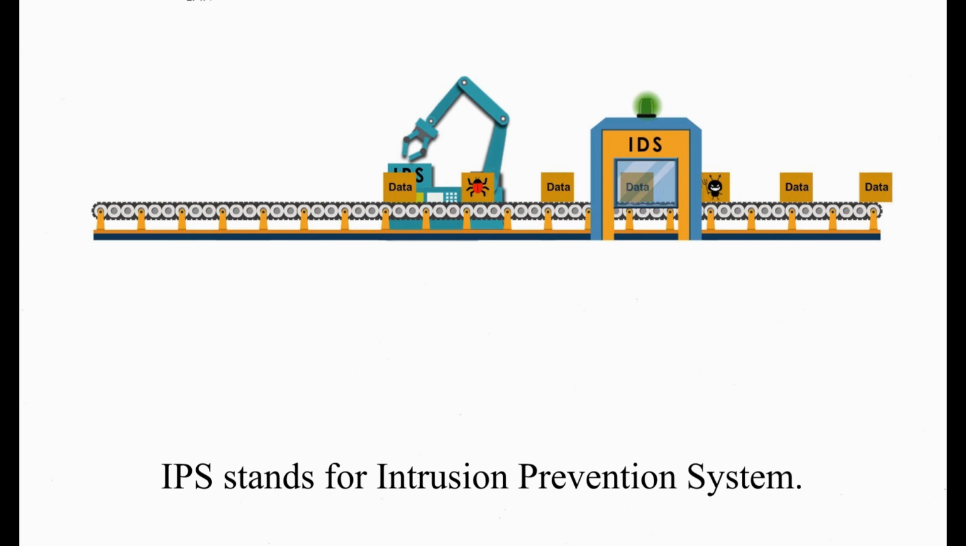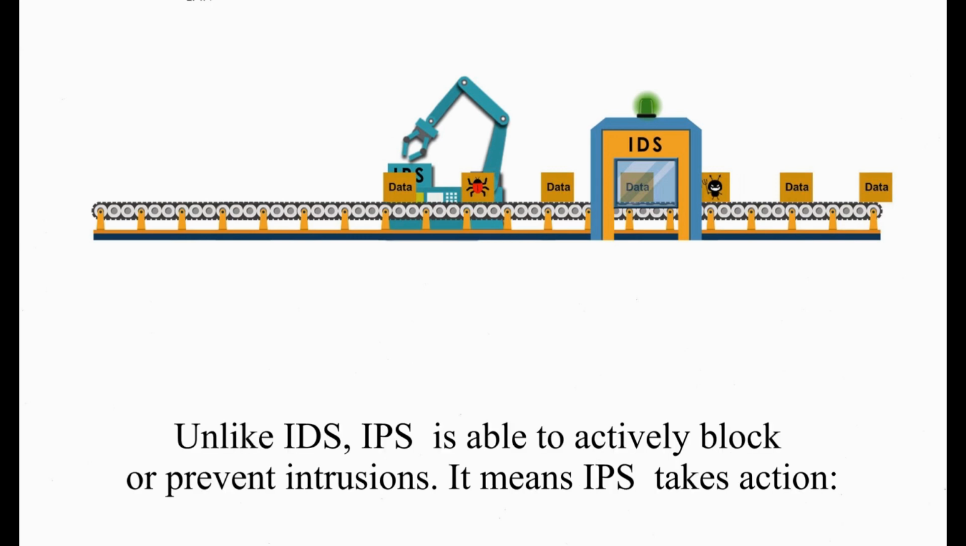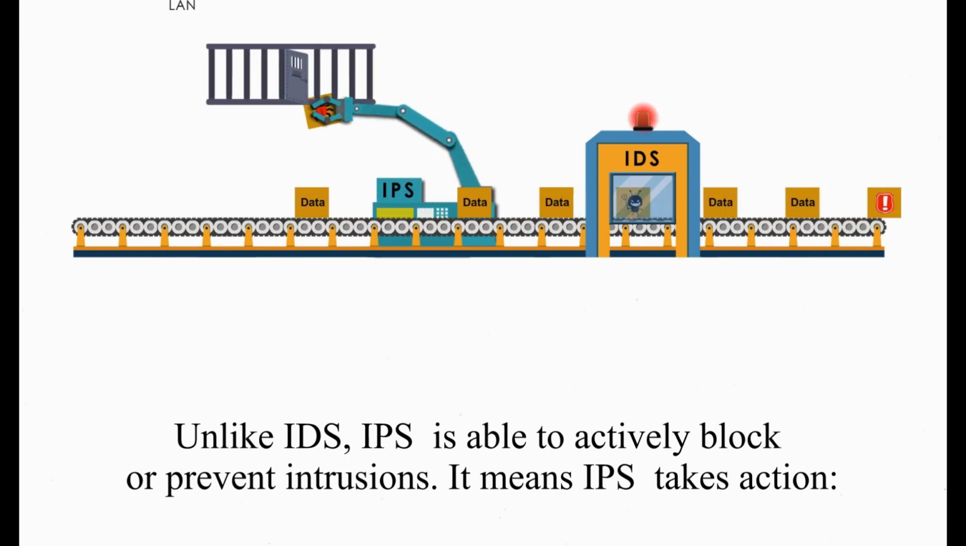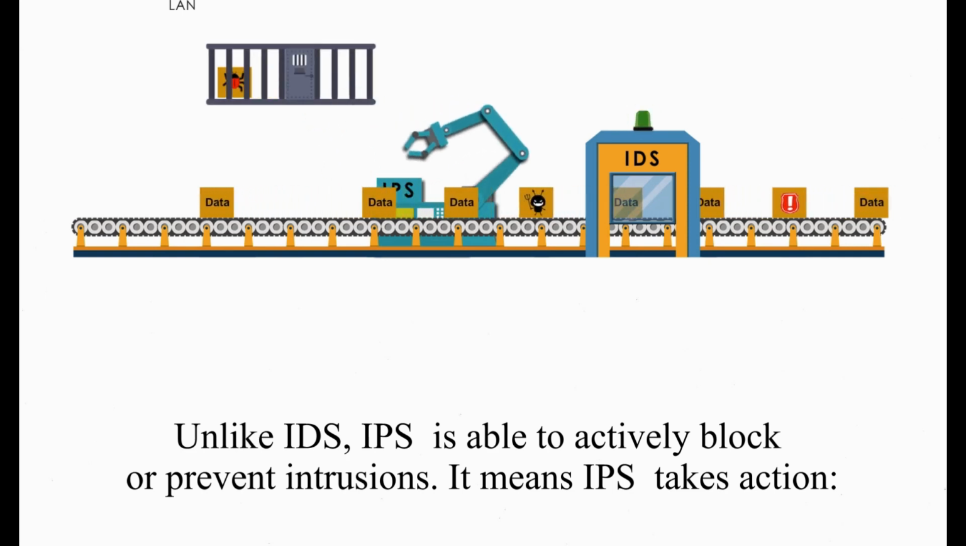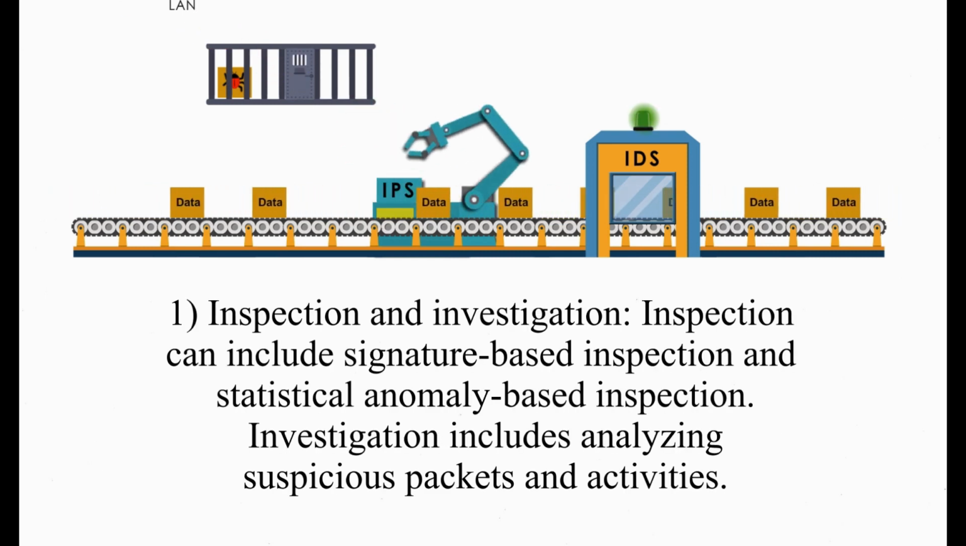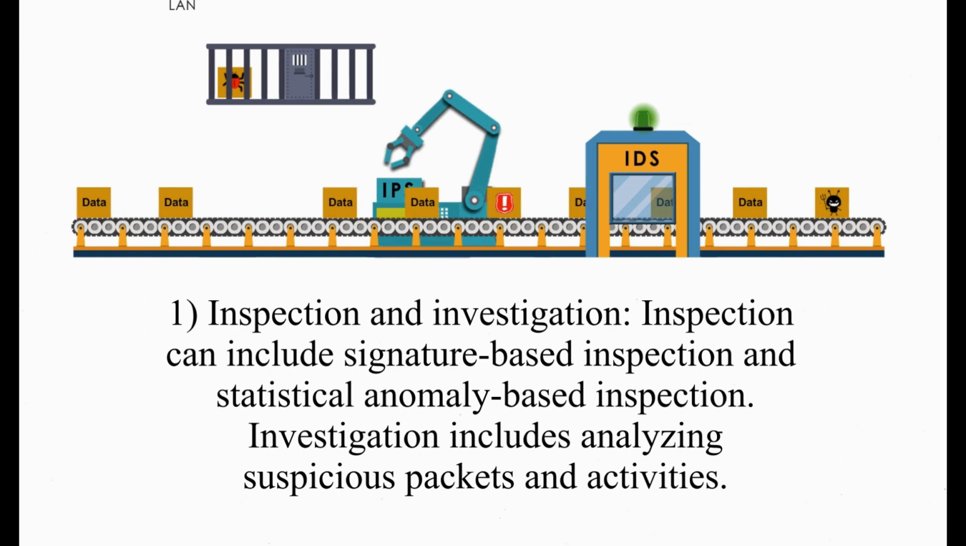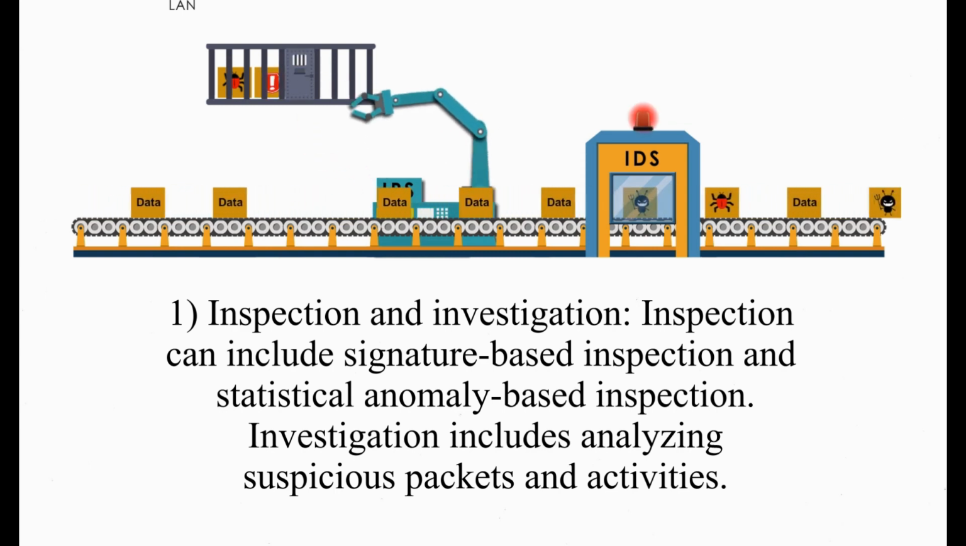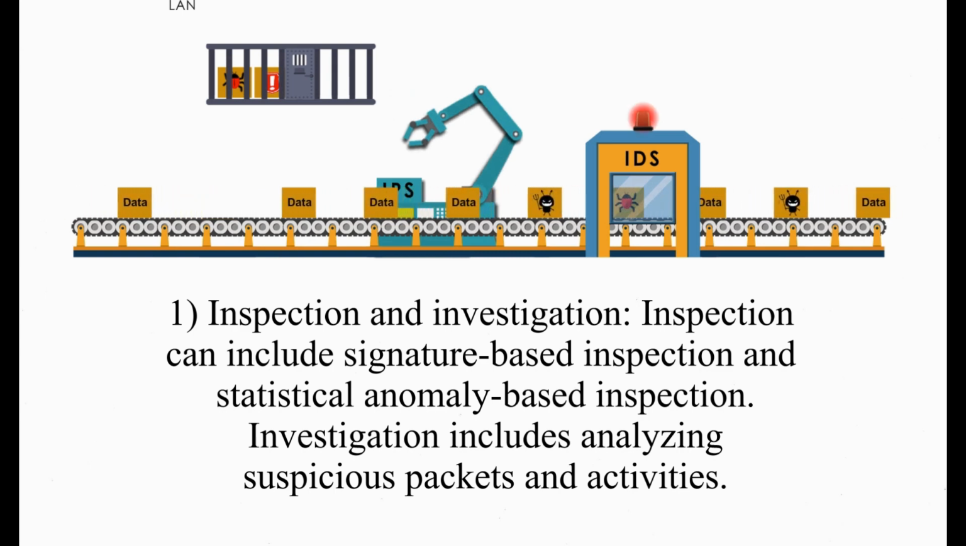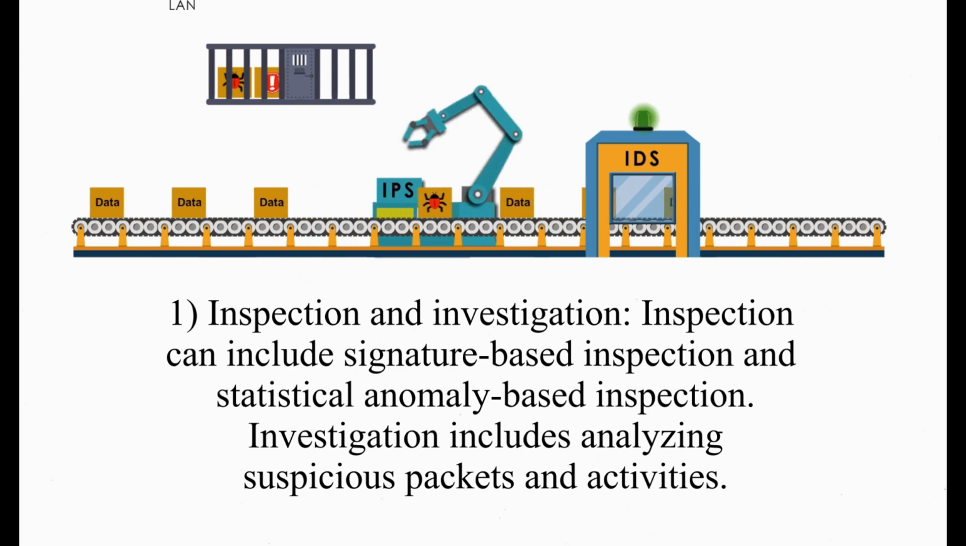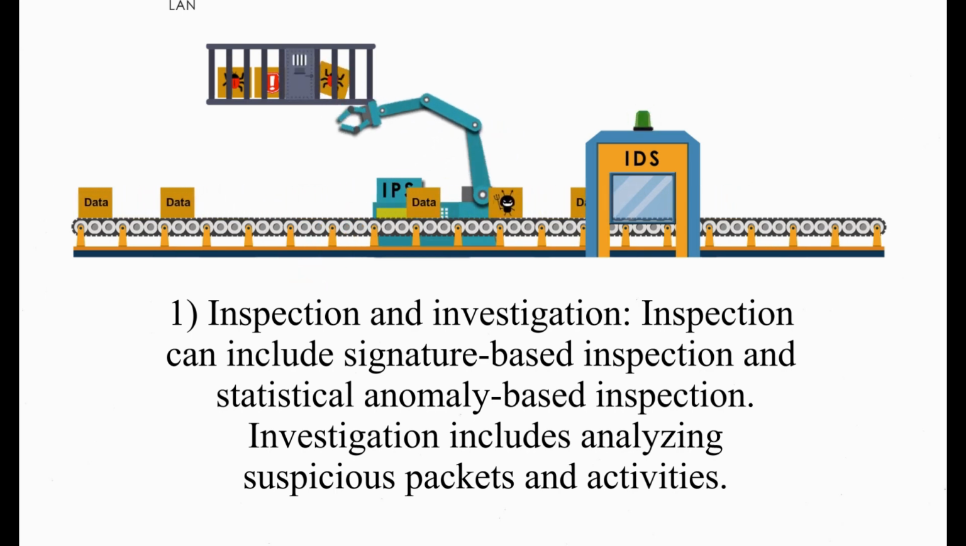IPS stands for Intrusion Prevention System. Unlike IDS, IPS is able to actively block or prevent intrusions. It means IPS takes action. 1. Inspection and investigation. Inspection can include signature-based inspection and statistical anomaly-based inspection. Investigation includes analyzing suspicious packets and activities.